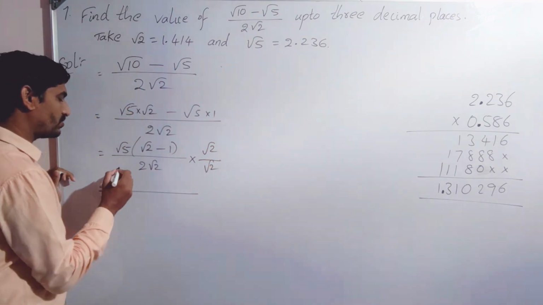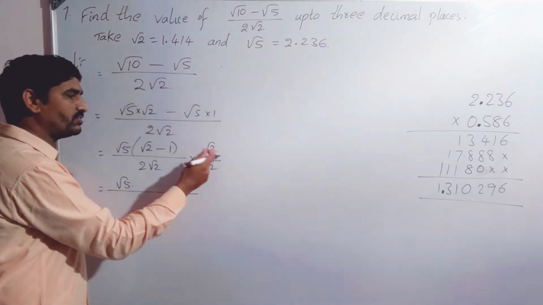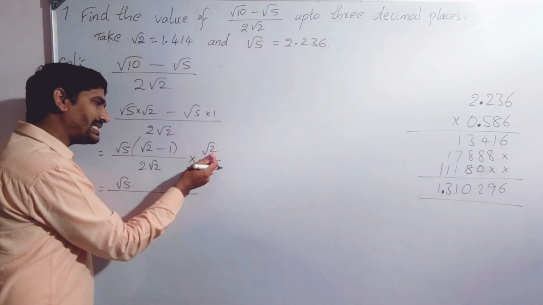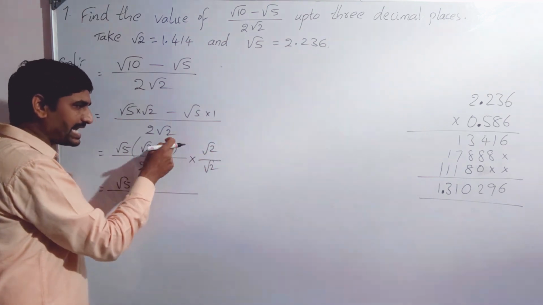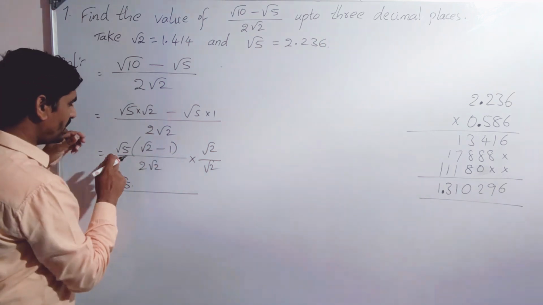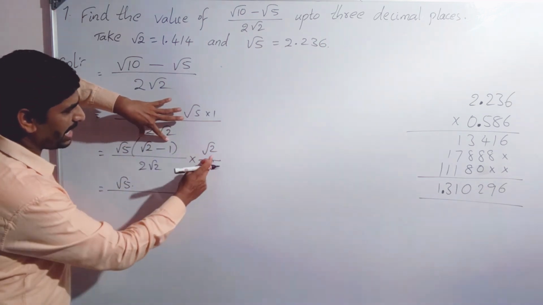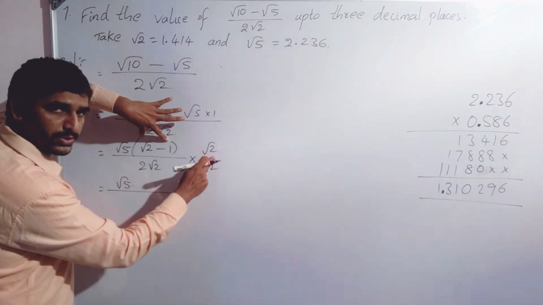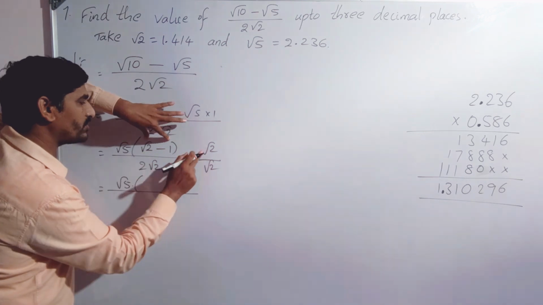Now root 5 is outside, and here root 2 is outside. So two terms are outside here. Multiply this with these two. Now multiply inside the terms. Root 5 is outside, and (root 2 minus 1) into root 2. Root 2 is multiplying inside. Now root 2 into root 2.